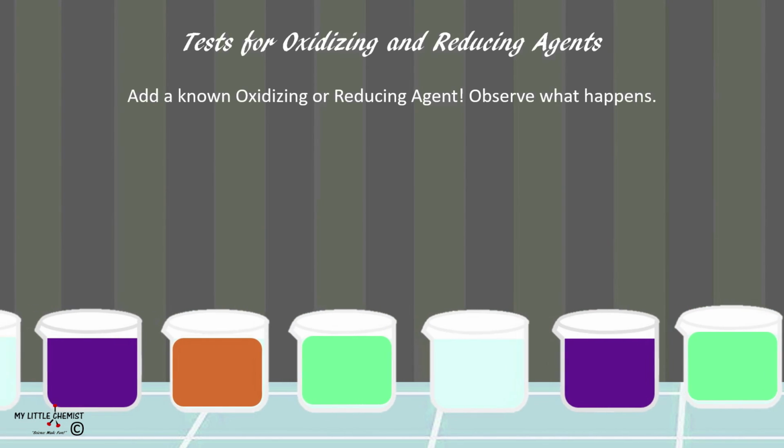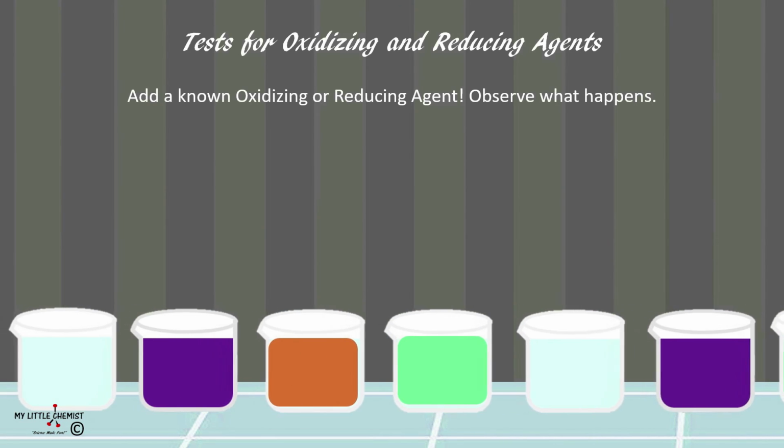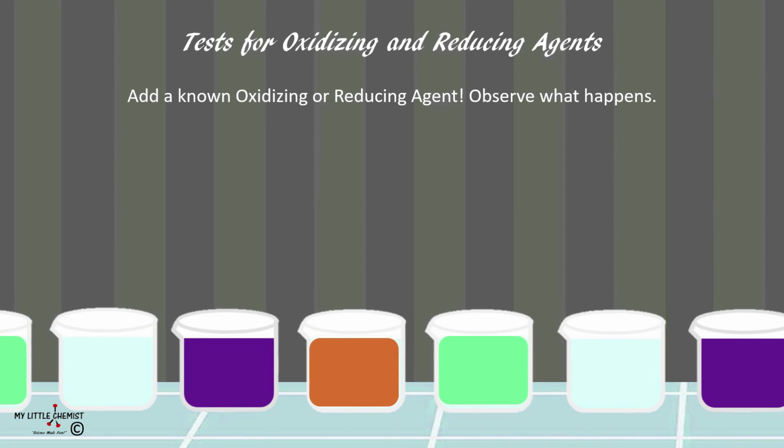Tests for oxidizing and reducing agents. Simply add a known oxidizing or reducing agent and observe what happens. The color change or precipitate formed will tell you.